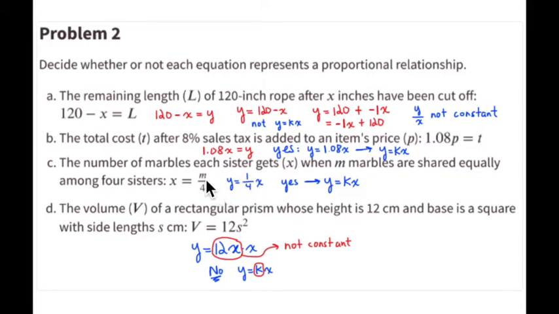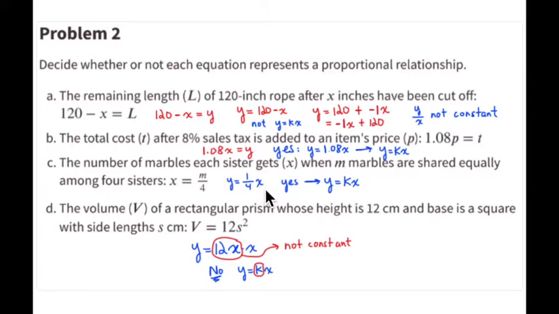So m is the number of marbles. So I'm going to take 1/4 of the number of marbles, which is the same as dividing by 4, and I'm going to give that amount to each sister. So I'm going to put this in the form of y equals kx. So x is going to be y, sorry about this, and m is going to be x. So this is y equals 1/4 x, and so yes, that is in the form of y equals kx.